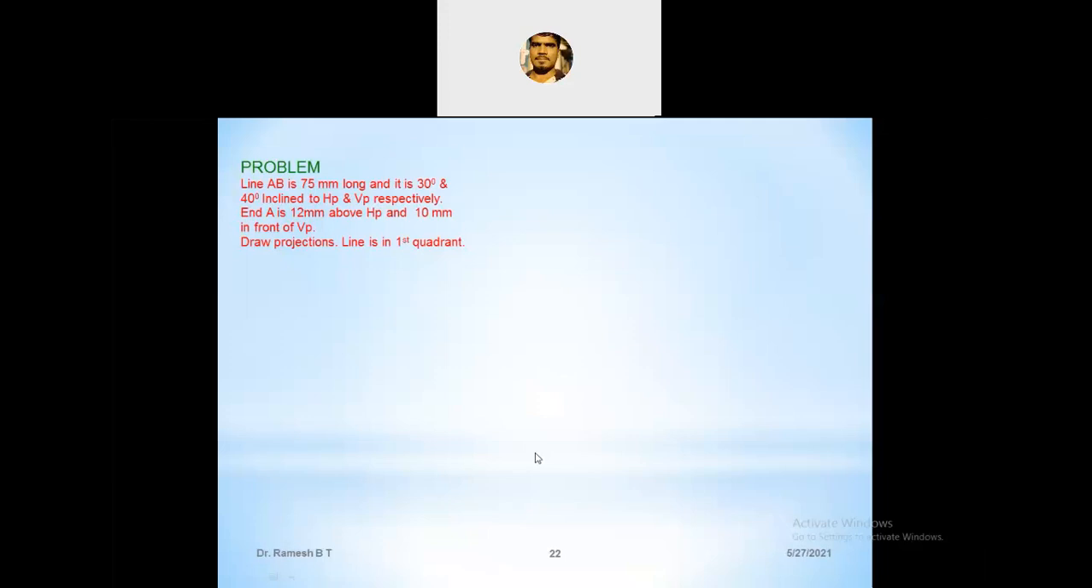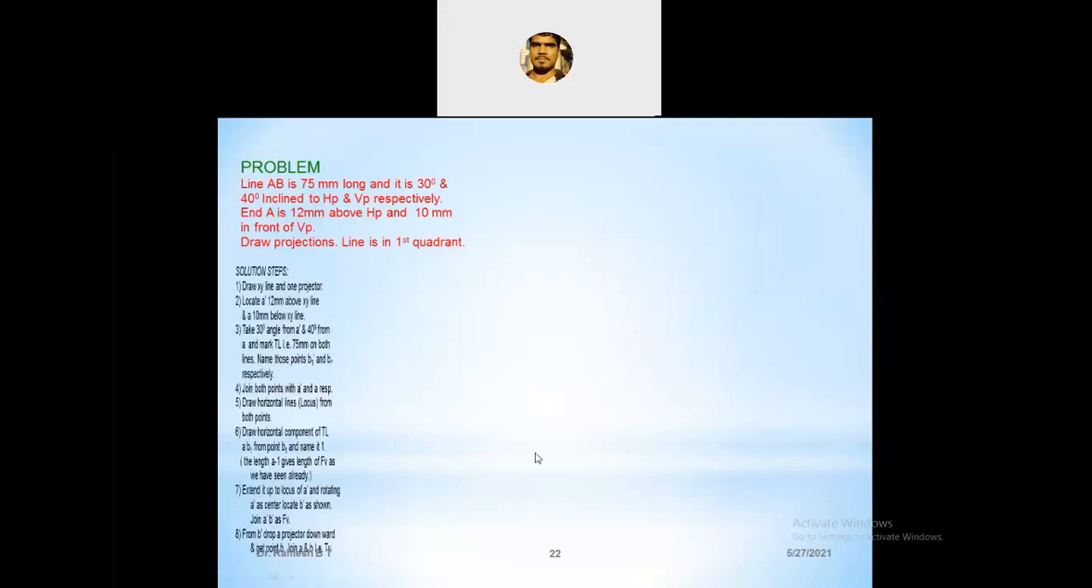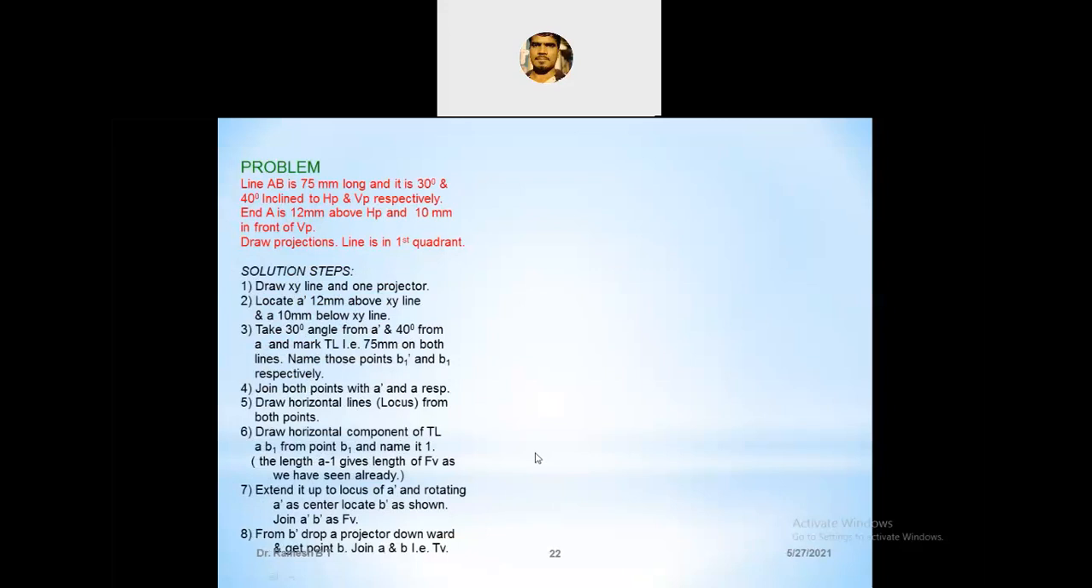Okay, so with this we are going to solve one simple problem on a line inclined to both the planes, that is HP and VP. The problem is like this: a line AB, its true length is 75 mm, and it is inclined at 30 degrees and 40 degrees to HP and VP. The true length inclination is 30 degrees and 40 degrees with HP and VP respectively.